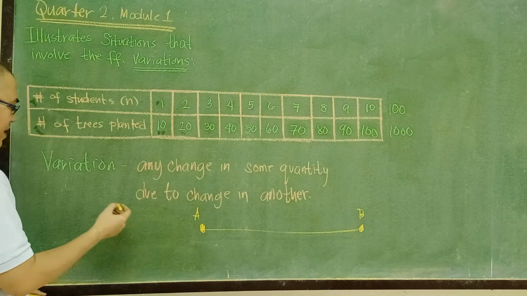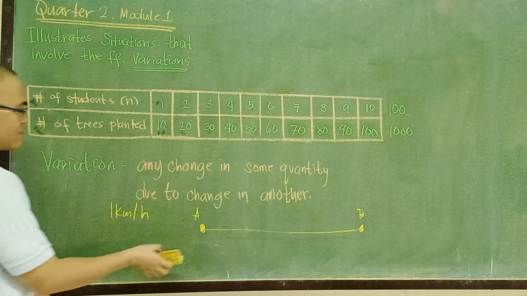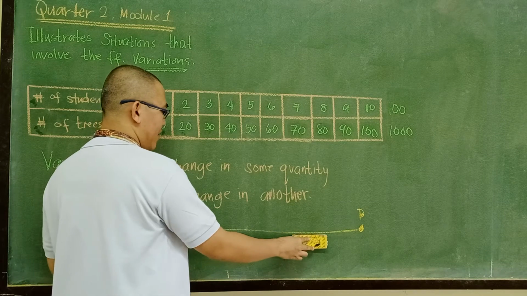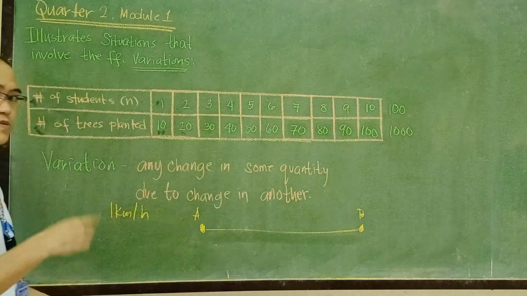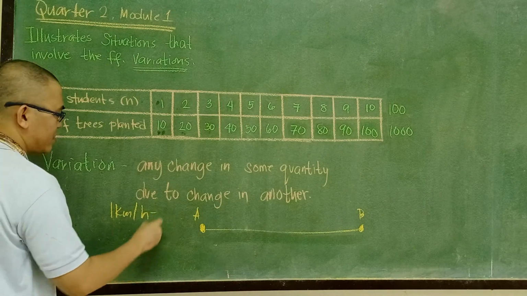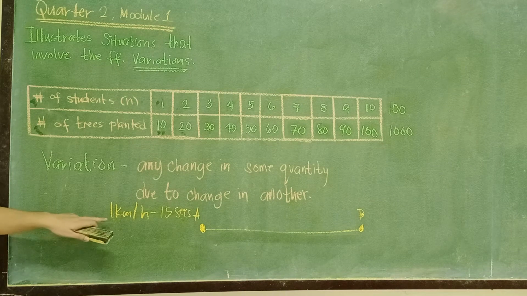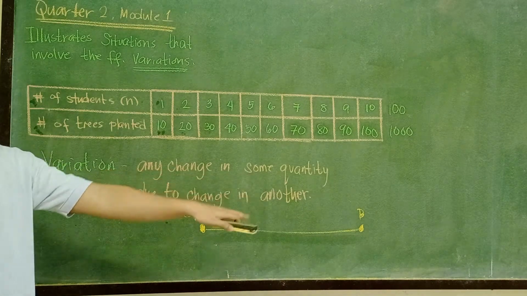Yung speed natin, halimbawa, is 1 kilometer per hour. Kung mabagal ka, para makapunta ka from point A to point B, magko-consume ka ng maraming time. Let's say yung time mo is 15 seconds. Kung mabagal ka, mas maraming time yung kino-consume mo para makaabot ka sa point B.